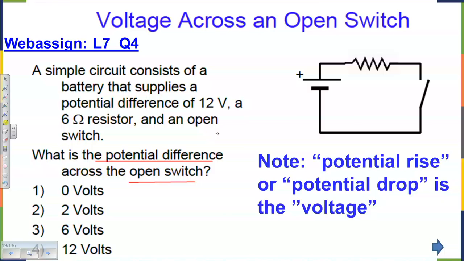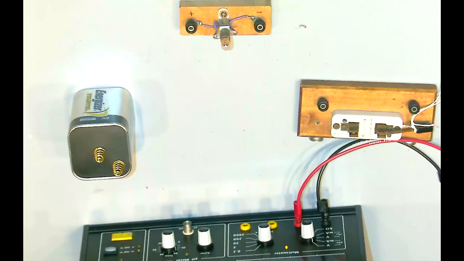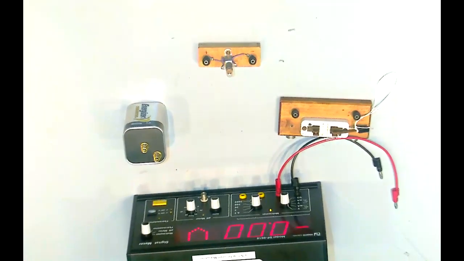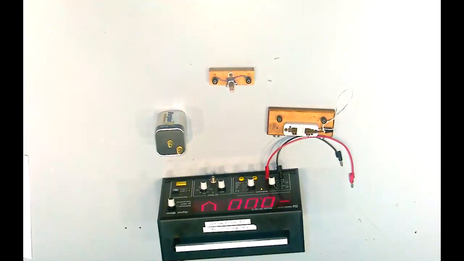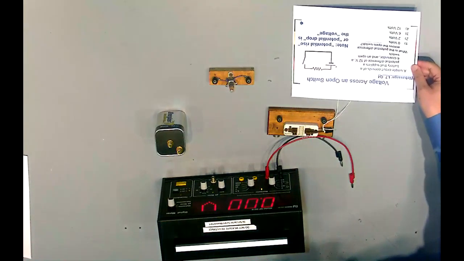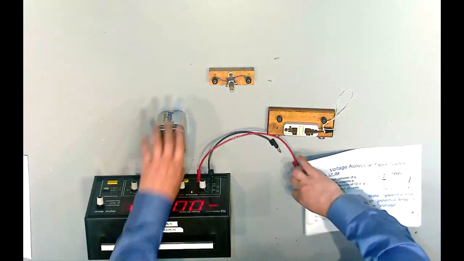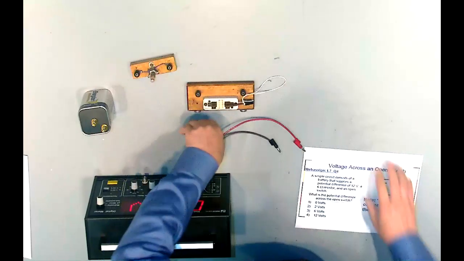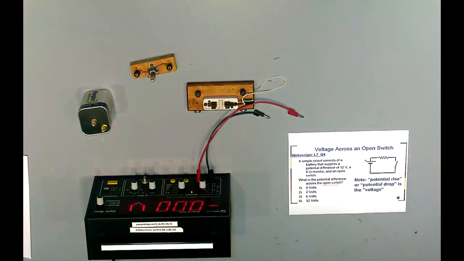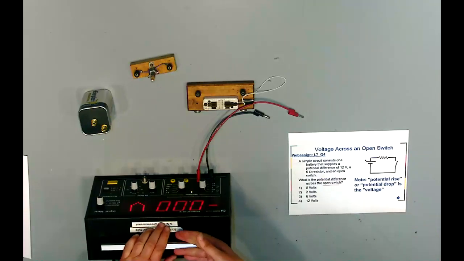If the switch is open, can I measure things? No. What do you think? Can I measure if the switch is open? I'm going to risk again. Can I measure voltage? You say no. And why can't I measure voltage when the switch is open?